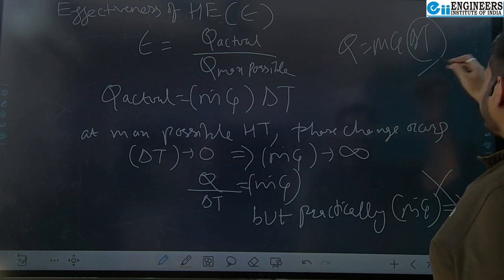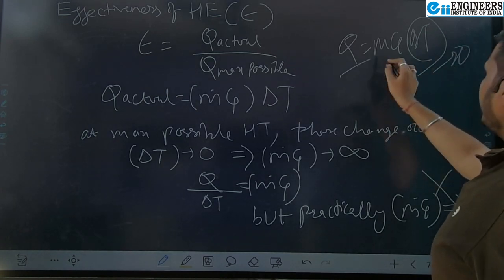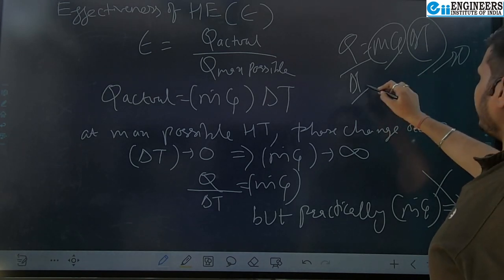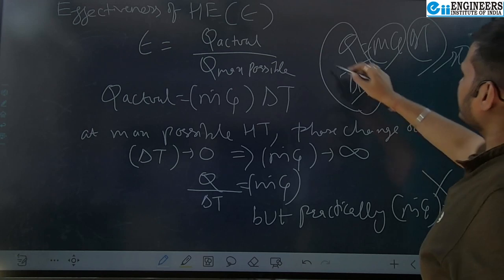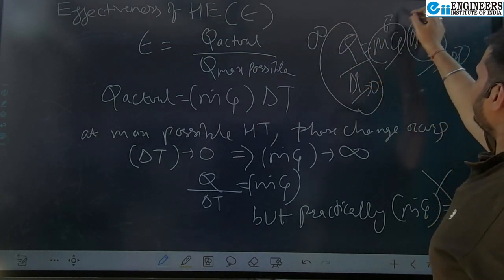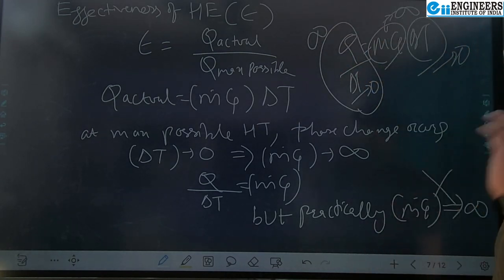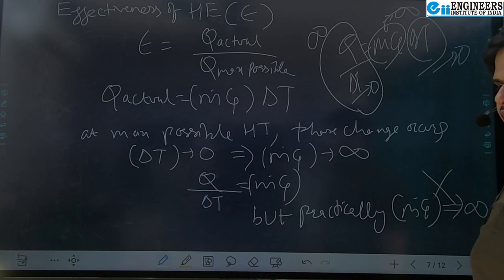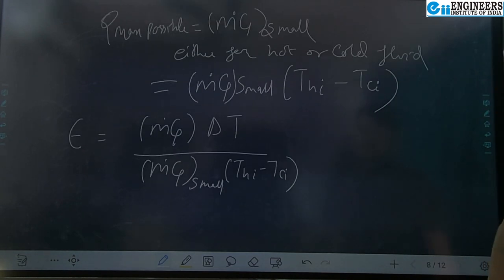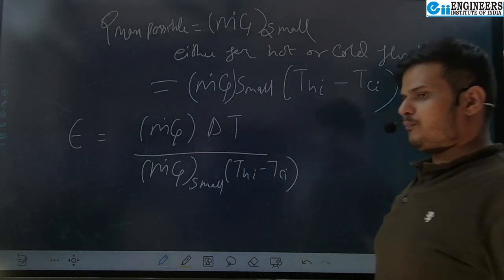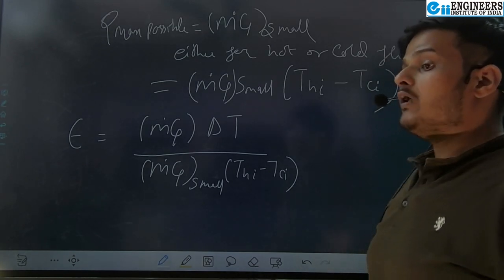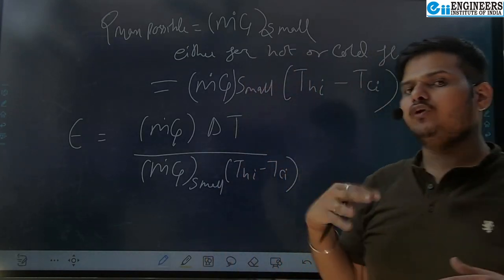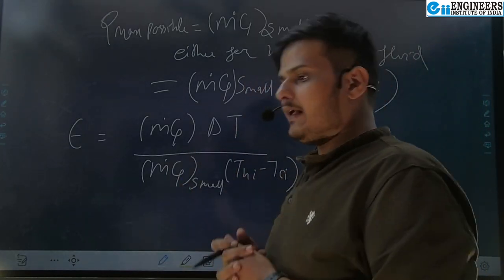For a phase change process, delta T tends to 0, then Q by delta T is equal to m Cp. As delta T tends to 0, this term tends to infinity. That means this m Cp will tend to infinity. But for a practical case, m Cp can never tend to infinity. So what will happen over here? For the maximum possible, we need to have the smallest of the heat capacities between both the fluids which we are encountering.